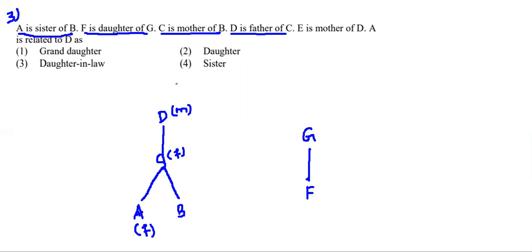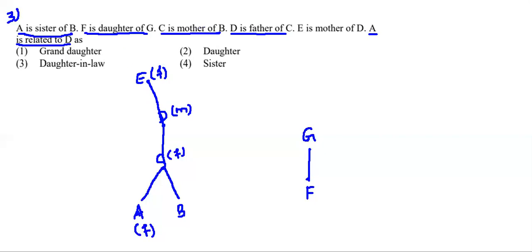And last, one more statement we have. It is given that E is the mother of D. The chain is getting extended. E is the mother of D. So that means E must be from an even earlier generation, and it's very clear that E must be a female. So we've got a very big chain here. And finally, the question is asking us: A is related to D as what? This is our final question.